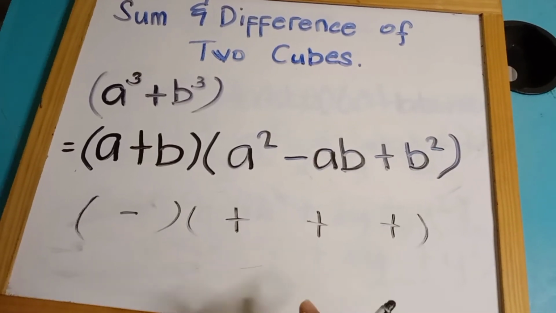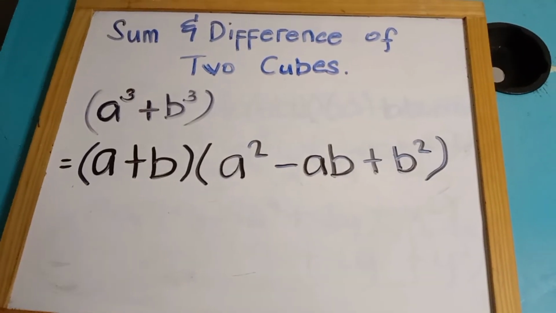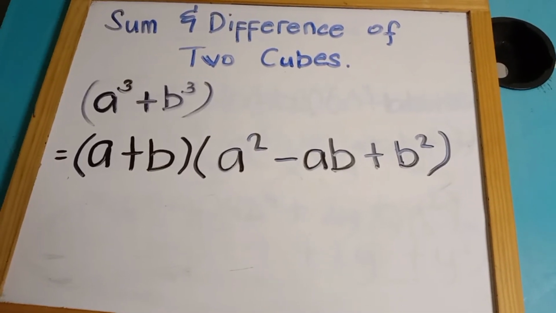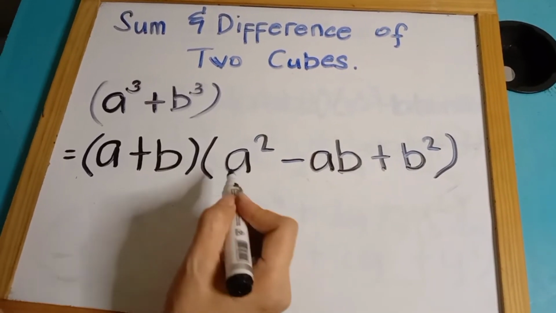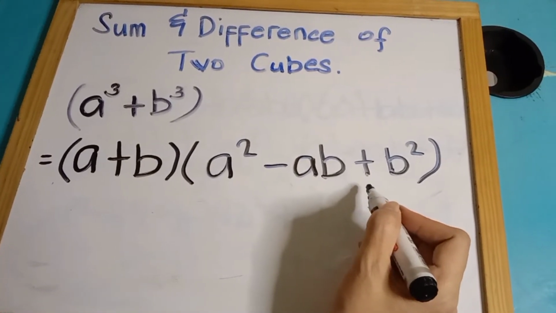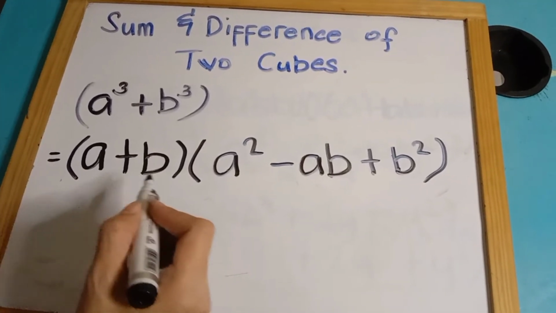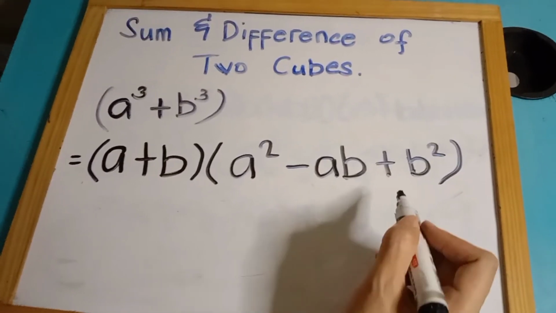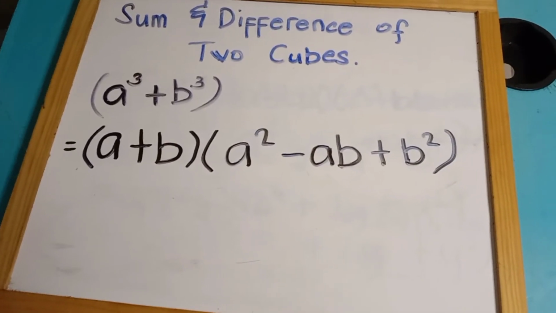But this time, if it is a sum of two cubes, the signs in the second factor alternate. So, a squared is positive, then negative, and then positive. Again, the factor will be a plus b times positive a squared, negative ab, plus b squared. Okay, so let's have an example.